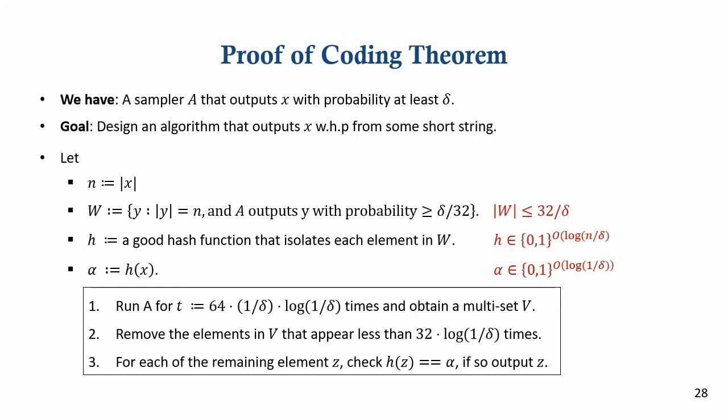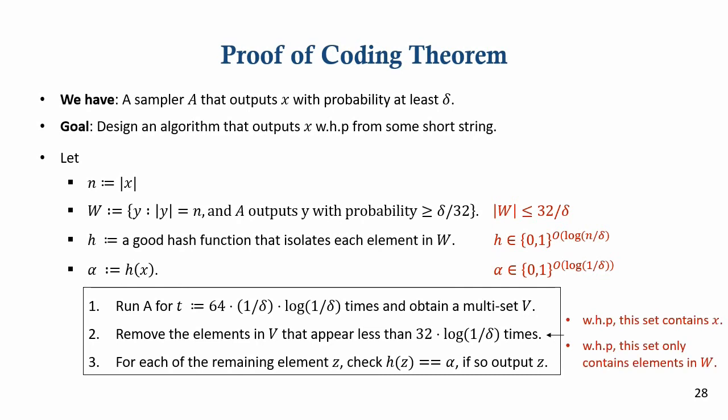Let me now describe an algorithm that outputs X with high probability. We first run the sampler A t times, where t is something like 64 times 1 over delta times log 1 over delta. And we get a set of strings, which are the outputs of A. So let's call this set V. And V is a multi-set that can have multiple copies of a string. And next, we will remove from the set V the strings that appear less than some threshold, say less than 32 times log 1 over delta times.